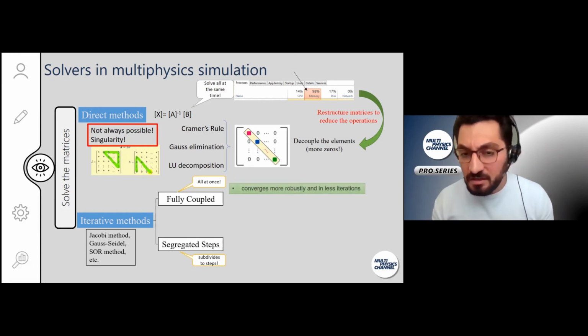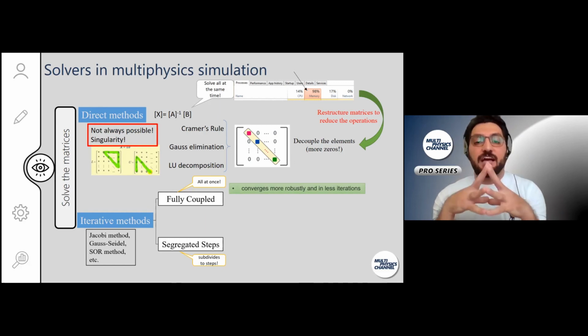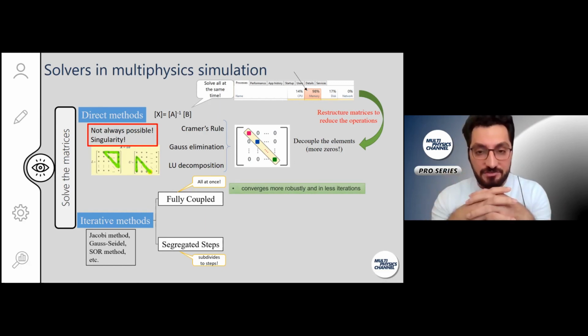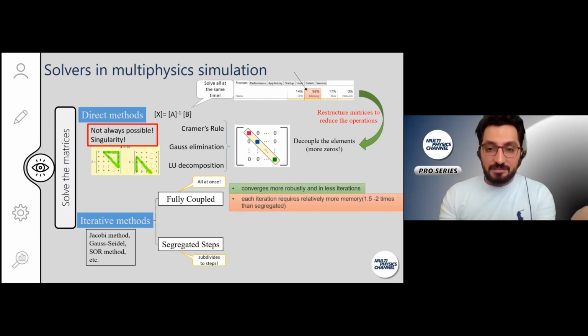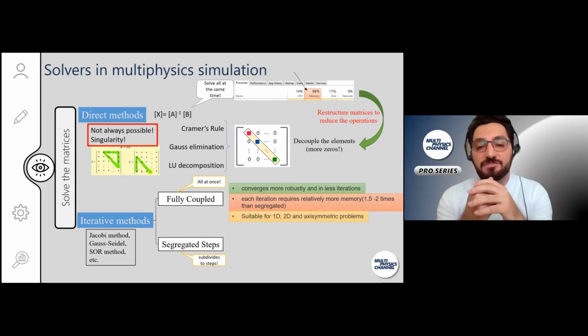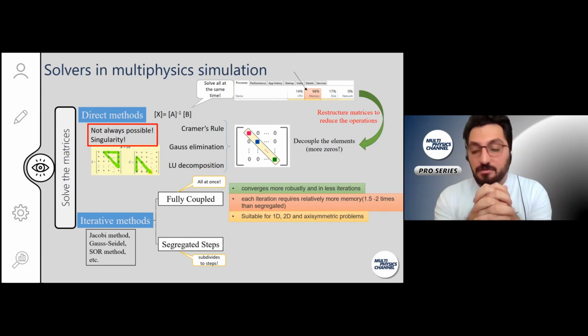So what's the difference between them? With fully coupled, I will have more robust convergence. It's easier to get convergence in fewer iterations. But in each iteration, I will have more operations to do, so more memory is needed for each iteration. And it's mostly suitable for 1D or 2D problems.